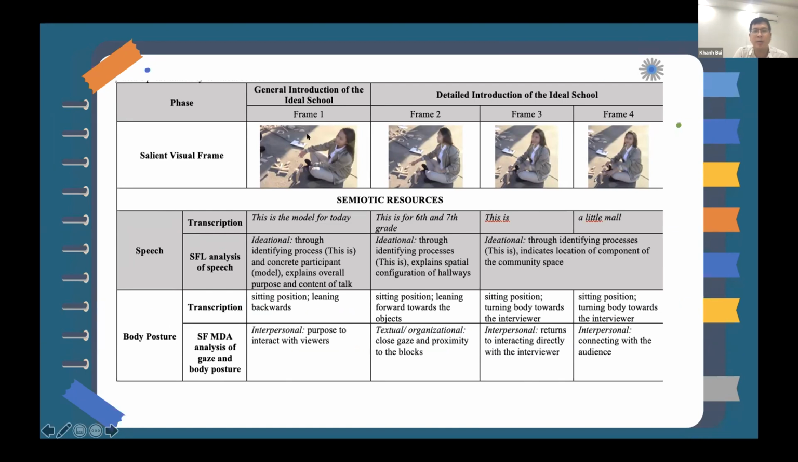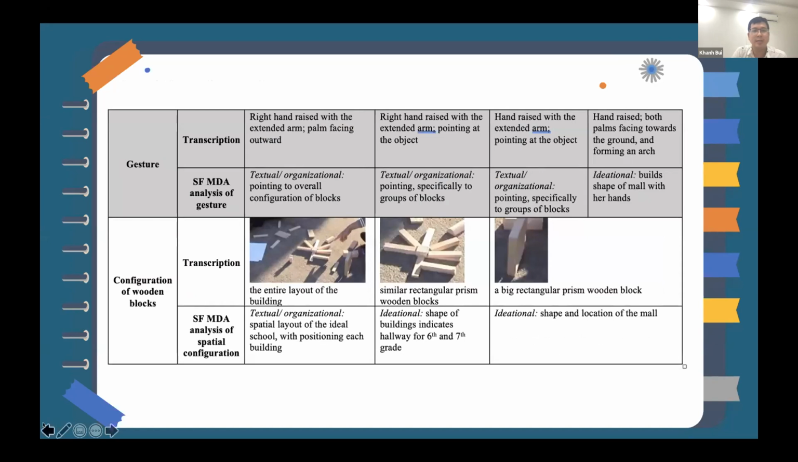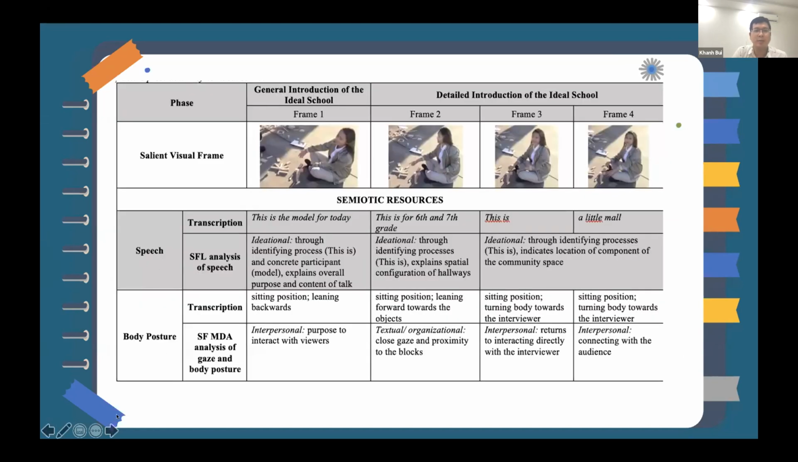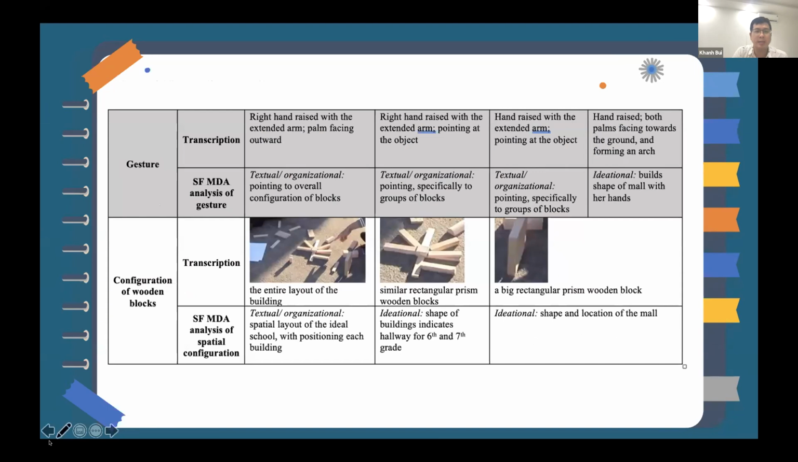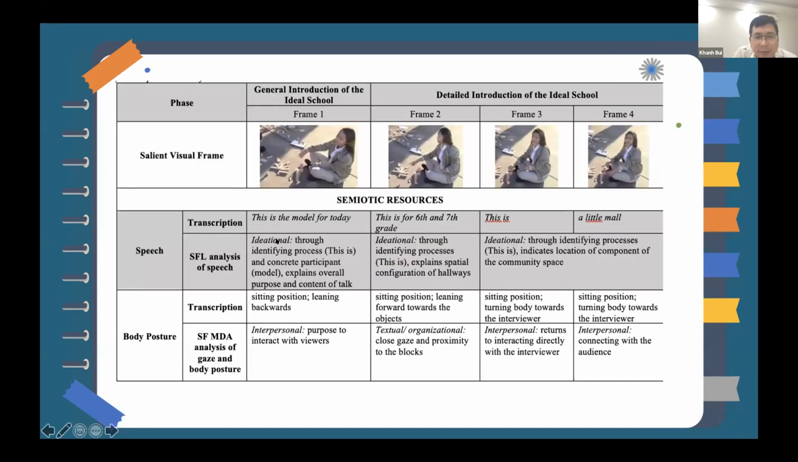If you look at one frame here, you can see that the youth here, Lucia, I'm sorry, I cannot put it on one slide, but you can see that she used three modes here: speech, body postures, and also gestures. For the first one, she said, "this is the model for today." You can see that from the ideational meaning here, through the identifying process, "this is," and concrete participants. That's the model.